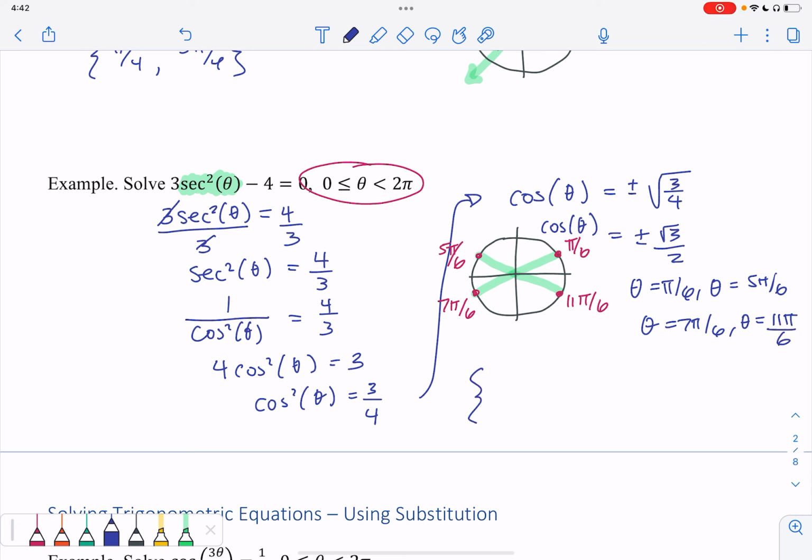So what would my solution set look like? You don't have to put them in order, but if they're already in order, that's nice. Pi over 6, 5 pi over 6, 7 pi over 6, 11 pi over 6, and then I'm done.